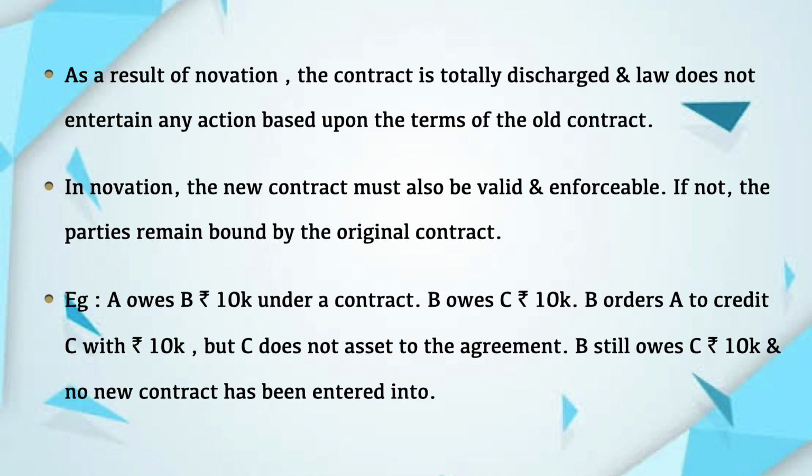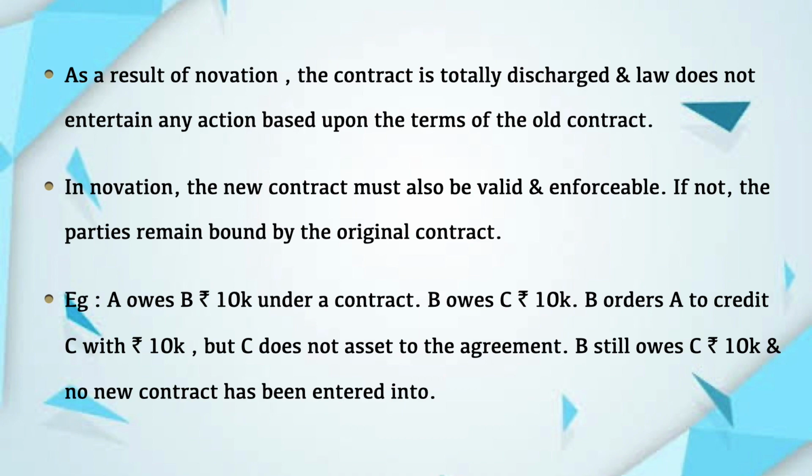Next, as a result of novation, the contract is totally discharged and law does not entertain any action based upon the terms of the old contract. So once the new contract has replaced the original contract, the old contract is totally discharged. The original contract does not have any legality in the eyes of law. The law cannot take any action based upon the terms and conditions of the old contract. Whatever is created new, that will be legal in the eyes of law. In novation, the new contract must also be valid and enforceable. So again, when you're creating a new contract, you need to follow all the conditions that we have studied.